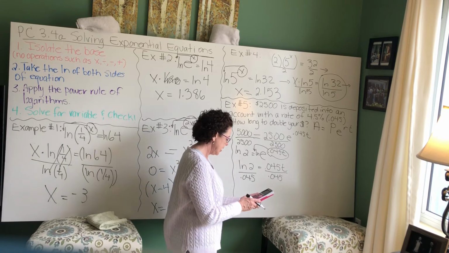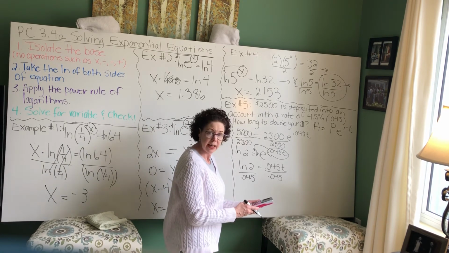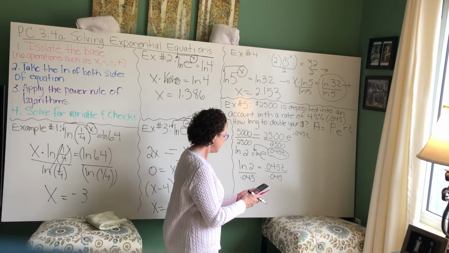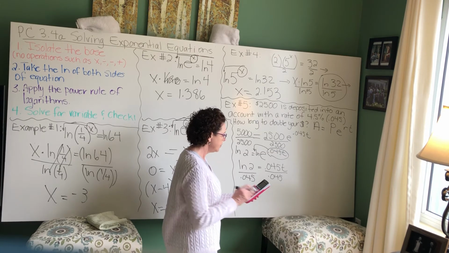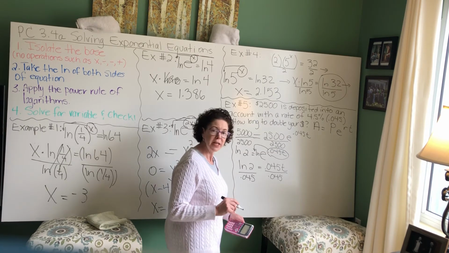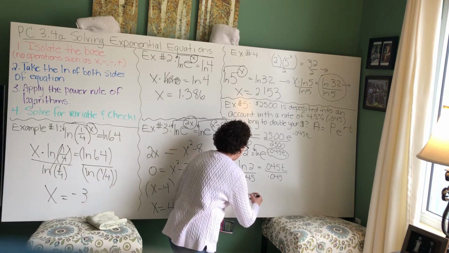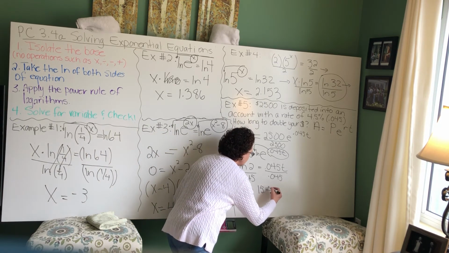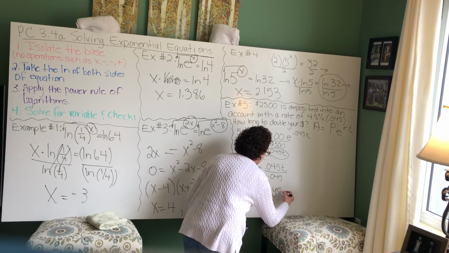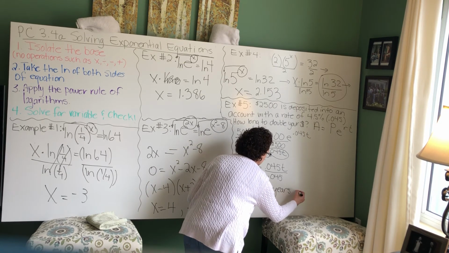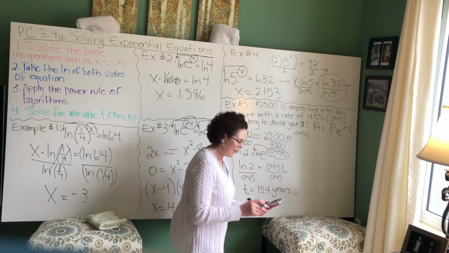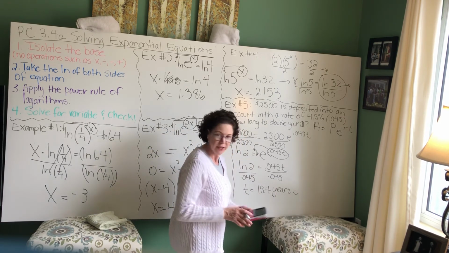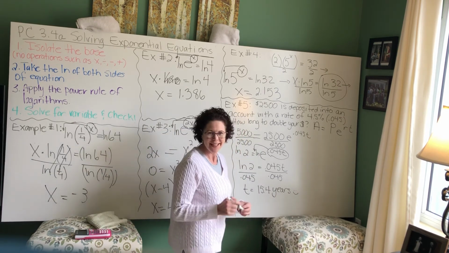Let's pop that in. That's the natural log of 2. I'm going to hit enter, get that first. Divide that by 0.045. There we go, and that's 15.4 years. There we go. So we have finished half the lesson for today.